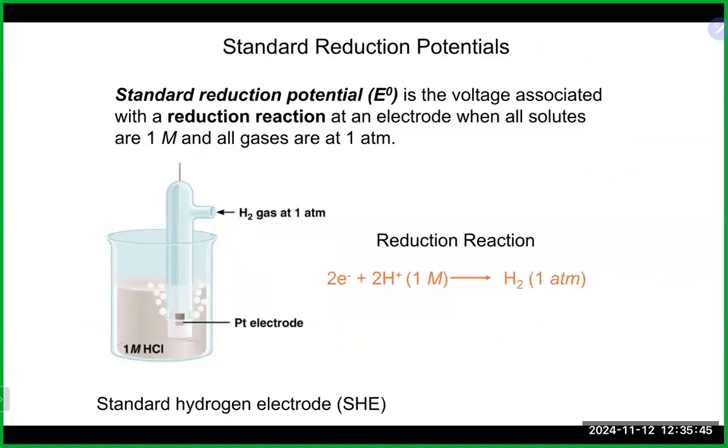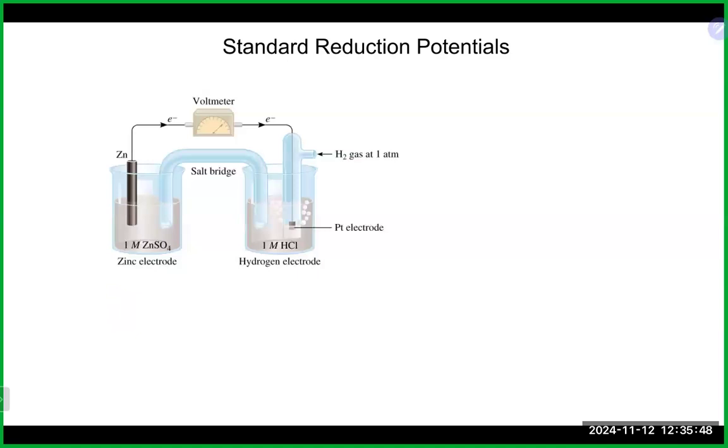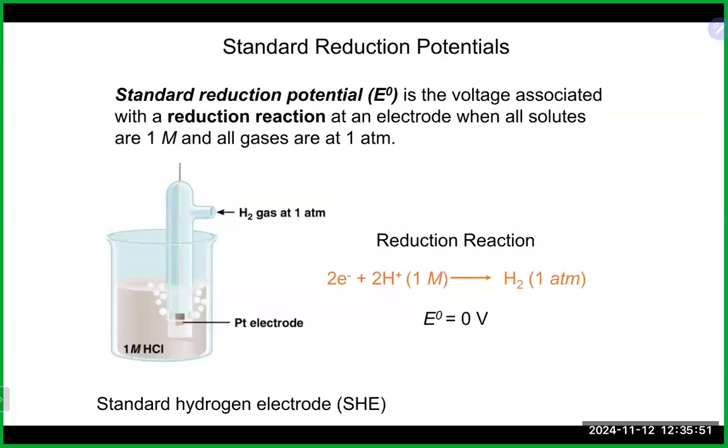Now, how do we get some of these standard reduction potential values? As I mentioned before, it is a big table of values. And much like in chemistry, when they can't directly measure everything, they have to pick something to use as a standard value to compare everything to. For standard reduction potentials, they use the hydrogen electrode as the standard. And that is why it's sometimes referred to as the standard hydrogen electrode, or the SHE.